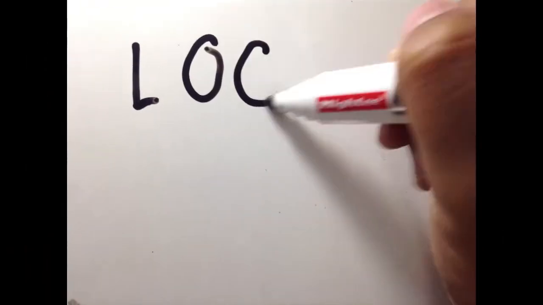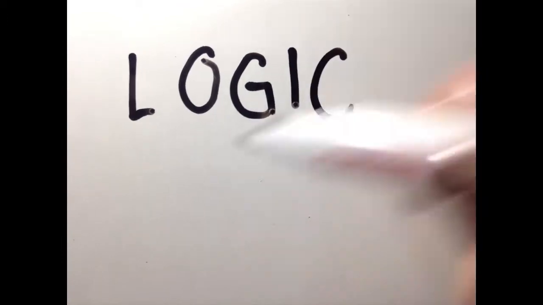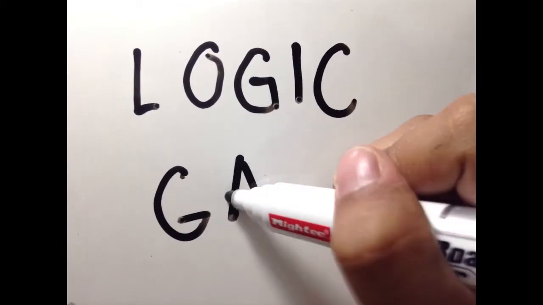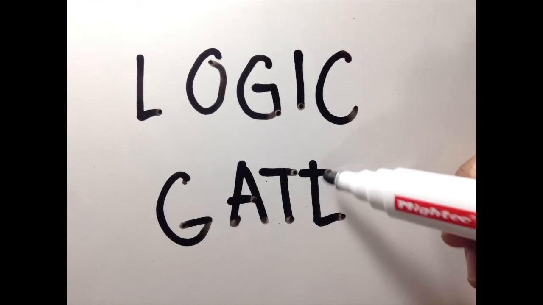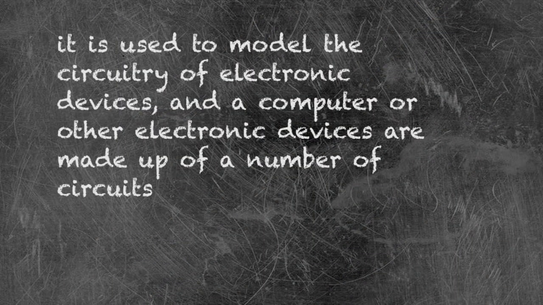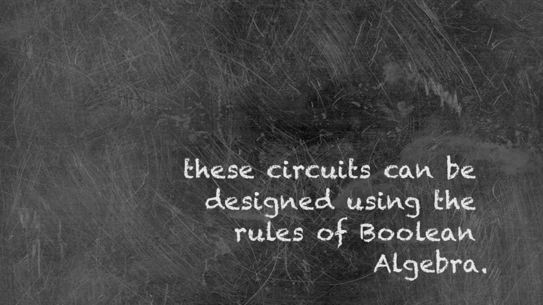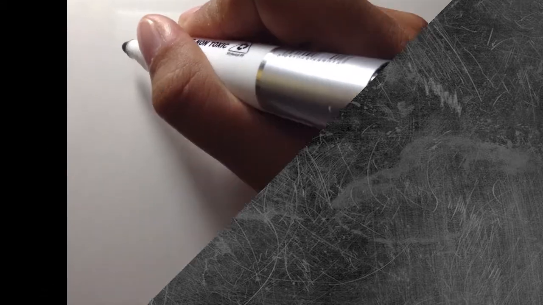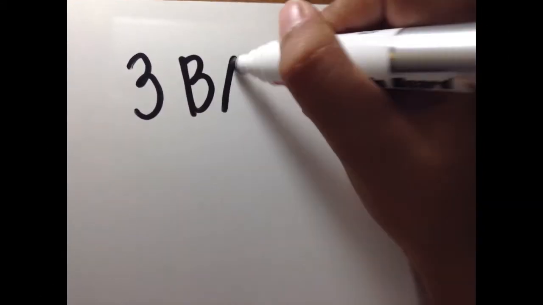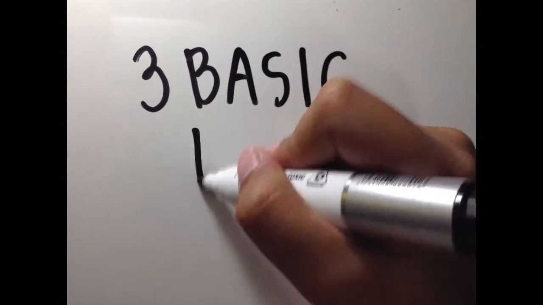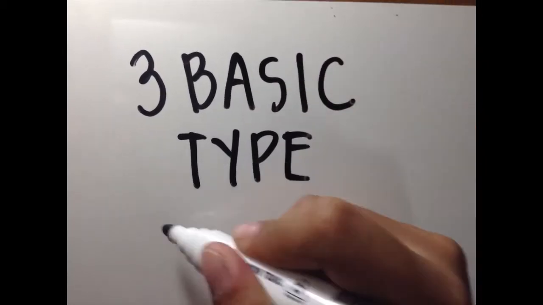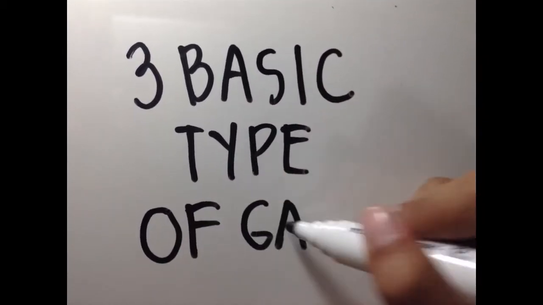The next subtopic is about logic gates. Looking back at the definition of Boolean algebra, it is used to model the circuitry of electronic devices, and the computer or other electronic devices are made up of a number of circuits, and these circuits can be designed using the rules of Boolean algebra. There are three basic types of gates, and each gate implements a Boolean operation.